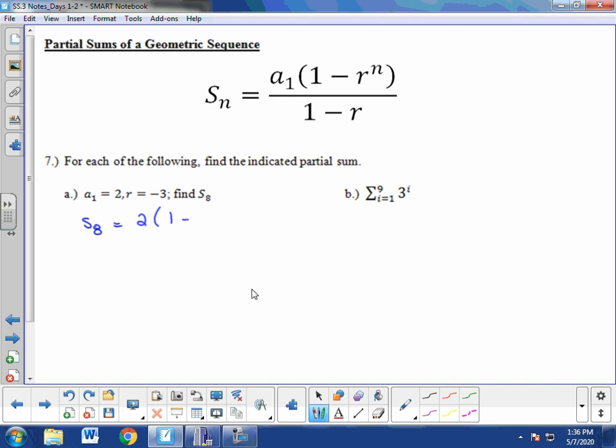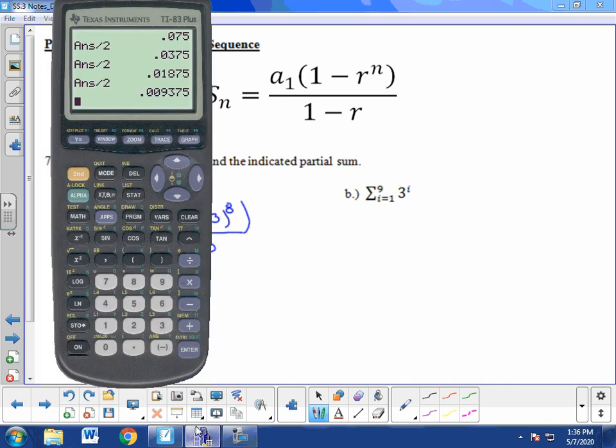Now make sure that if the ratio is negative, we put that in parentheses. The negative has to be in parentheses because we are taking that value to a power. So in this case, we're taking it to the 8th power because n is 8. And then closing those parentheses. And then all of this is over 1 minus negative 3. So we do have to be careful and make sure we put this negative 3 in parentheses because this power is going to affect whether that value is truly positive or negative when evaluated.